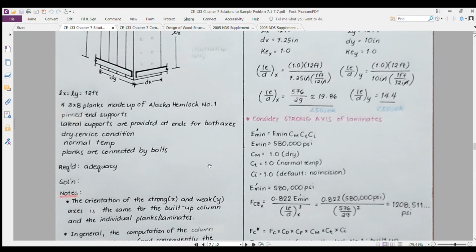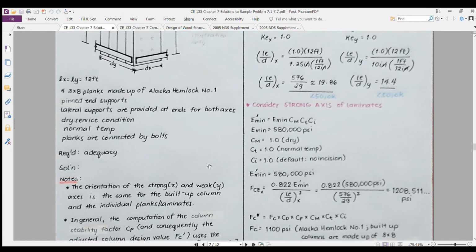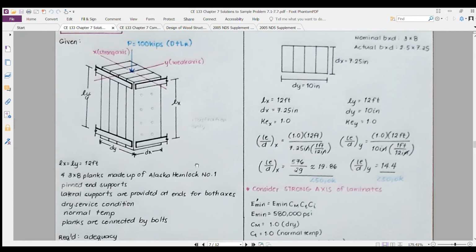So here we have some notes. First, the orientation of the strong and the weak axis is the same for built-up columns and the individual planks or laminates. In our case here, even though the d sub y dimension is larger than the d sub x, the strong axis is still considered in the d sub x, which is the direction perpendicular to d sub x.